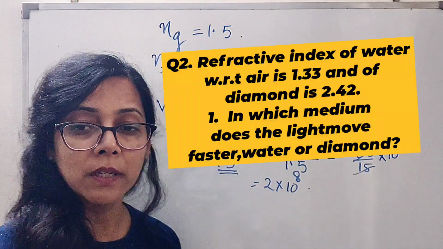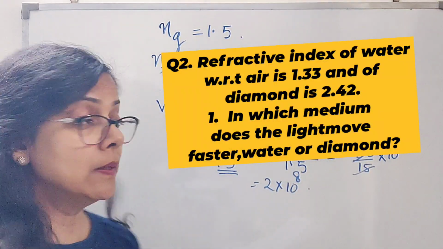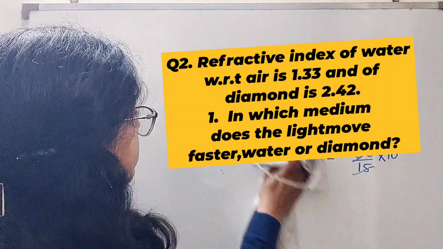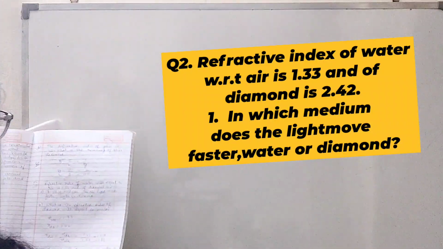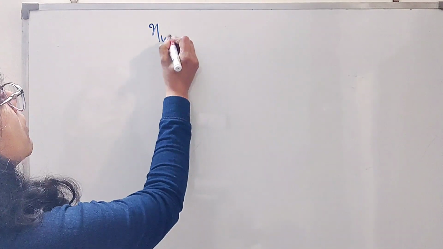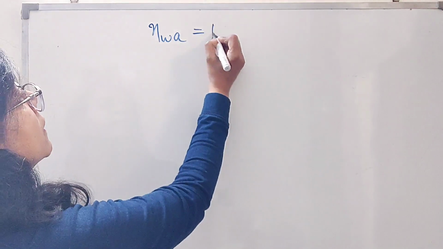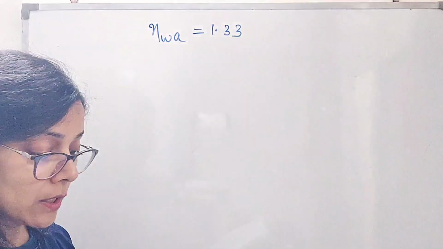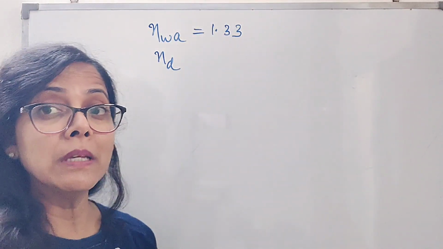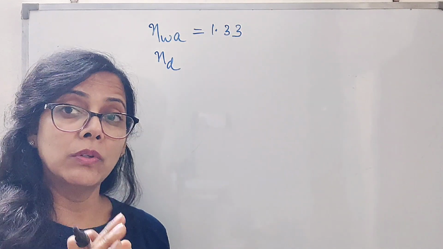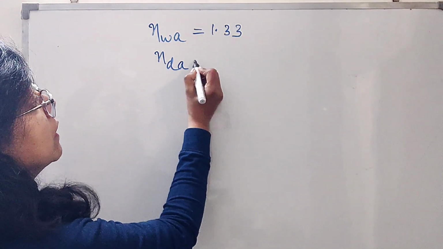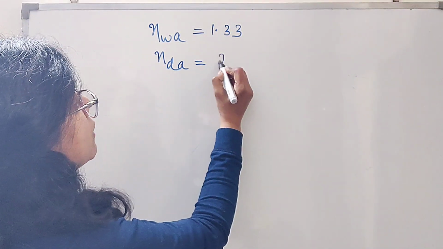The next question says that the refractive index of water with respect to air is given. I will write down side by side what is given to us. The refractive index of water with respect to air is 1.33, and the refractive index of diamond, because they are saying refractive index of diamond, it means this is the absolute refractive index, and absolute refractive index is in comparison to air. So you will write n_DA is equal to 2.42.